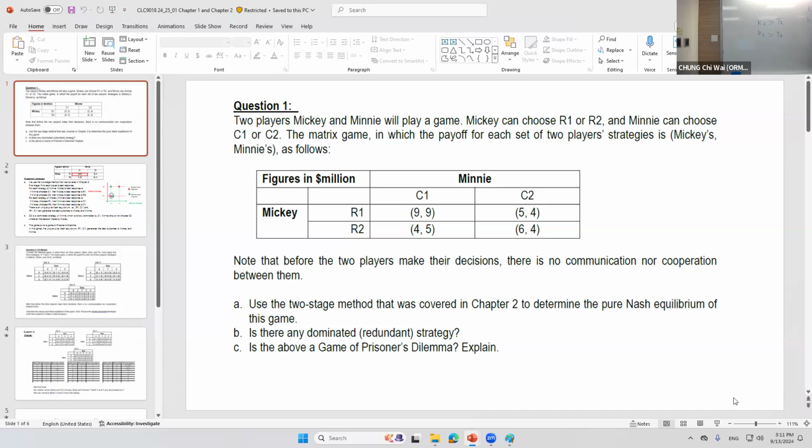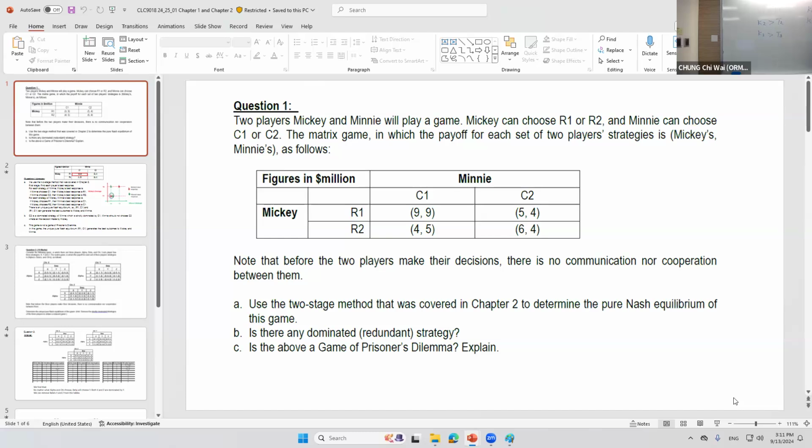Alright, this is the first question. Two players, Mickey and Minnie, will play a game. Mickey can choose R1 or R2, and Minnie can choose C1 or C2. The game is presented in normal form. All figures represent millions of points, so this is not a zero-sum game.